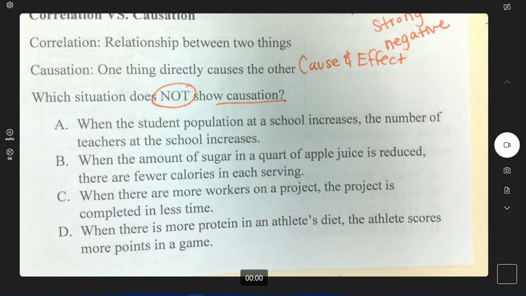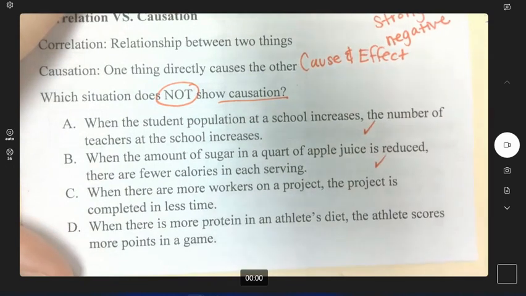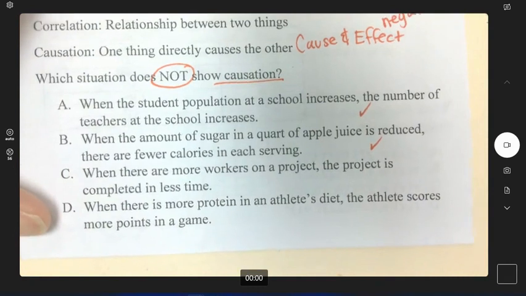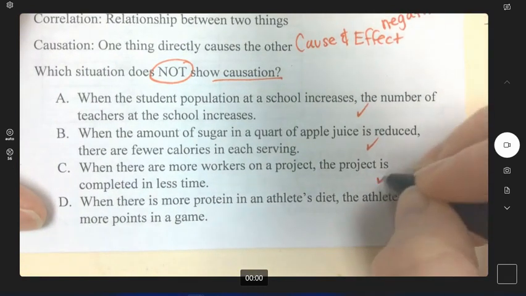Okay. A says, when the student population in school increases, the number of teachers at the school increases. Does that make sense? More students, you're going to have more teachers to teach. That makes sense. B, when the amount of sugar in a quart of apple juice is reduced, there are fewer calories. So you make sugar go down, that means calories go down. That makes sense. C, when there are more workers on a project, the project is completed in less time. That would make sense, right?